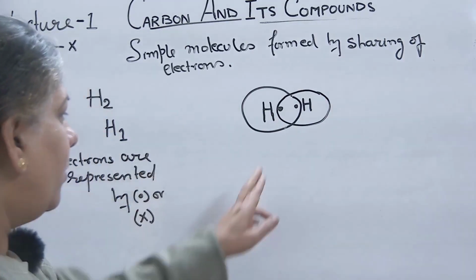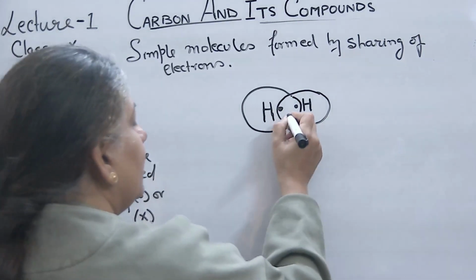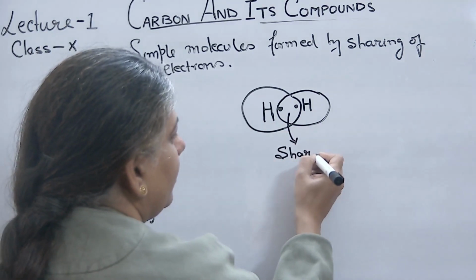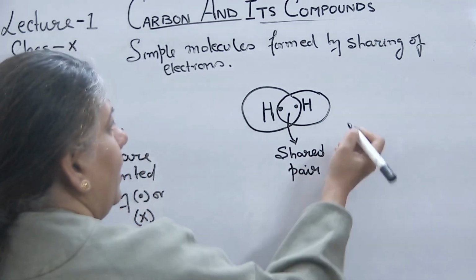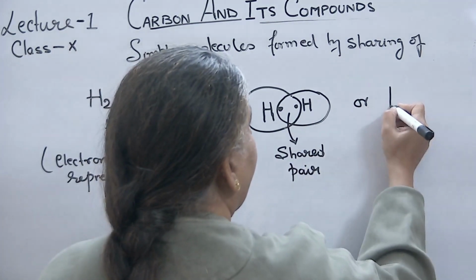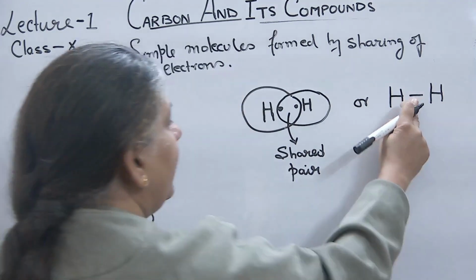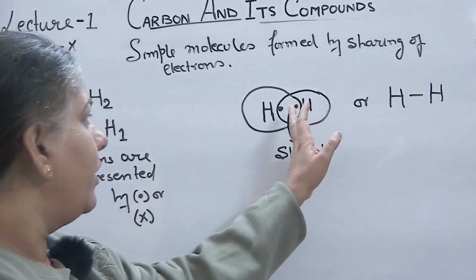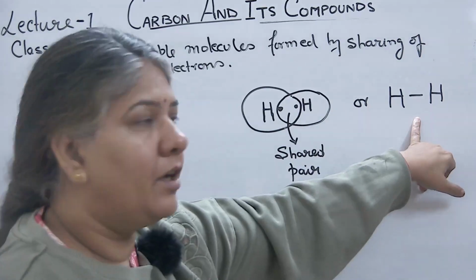This pair of shared electrons is called a shared pair, and it is represented as a single line. One single line means one bond, and that is formed by 2 electrons. A pair of electrons will form a single bond.